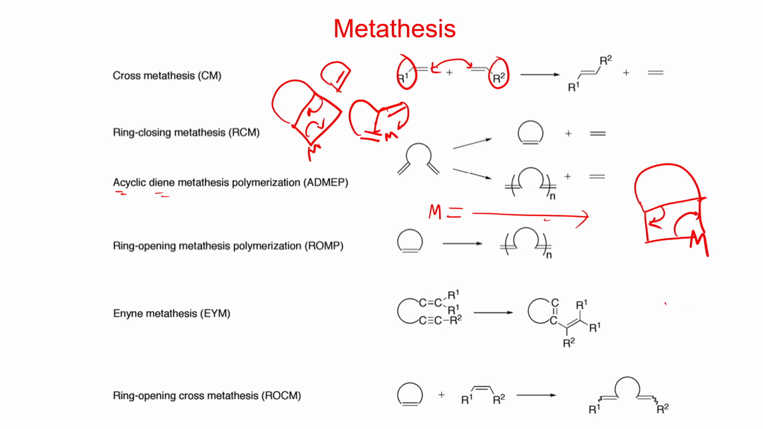Now this can again happen. Now here you have seen a particular bond is split like this. Now this part can react with another unit or react in the same way. And polymerization can go on like that, and that's why it is called ring opening metathesis polymerization.